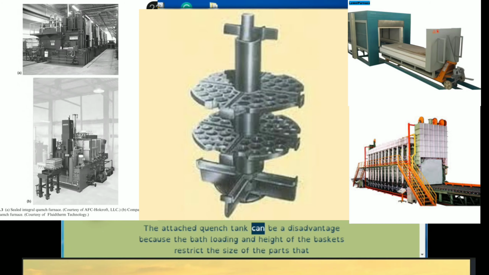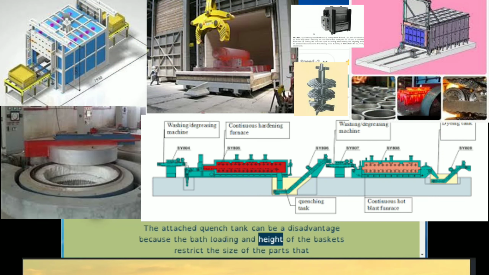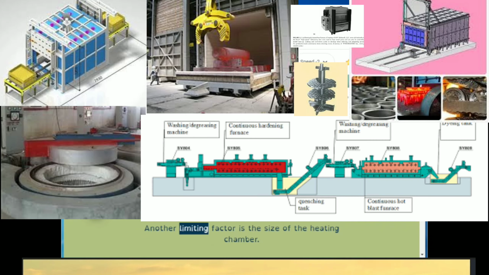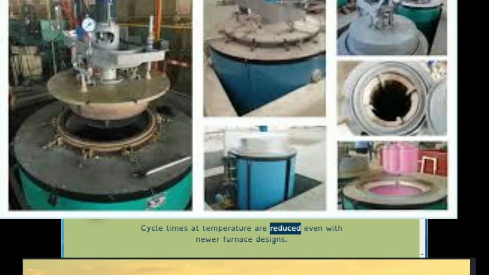The attached quench tank can be a disadvantage because the bath loading and height of the baskets restrict the size of the parts that can be quenched, too. Another limiting factor is the size of the heating chamber. Economics typically dictate that the largest furnace available with respect to the amount of work to be treated be used. Furnace design developments have led to ever greater automation, reduced cycle times, and greater fuel efficiency of these furnaces. Cycle times at temperature are reduced even with newer furnace designs. High-temperature carburizing is not practiced because of the limitations of materials engineering.